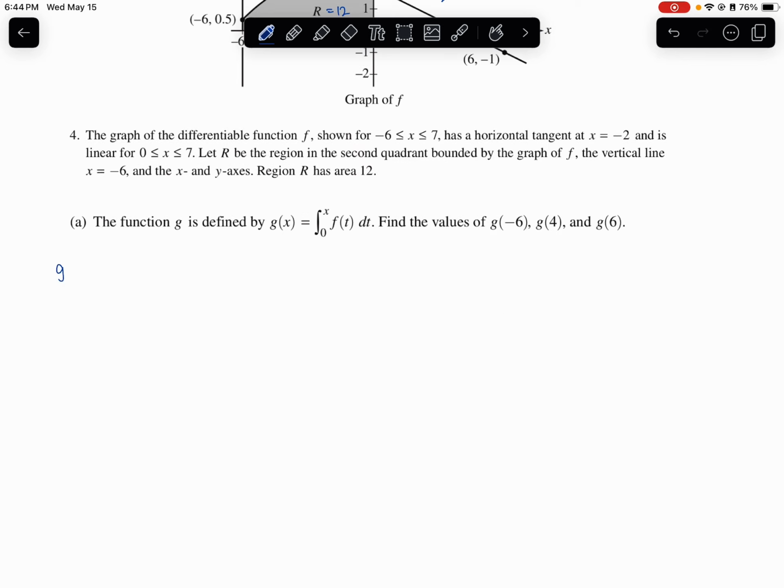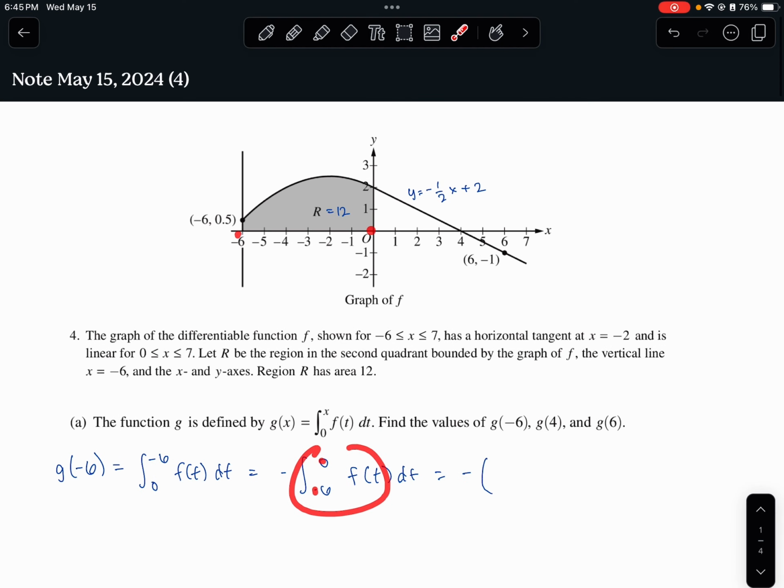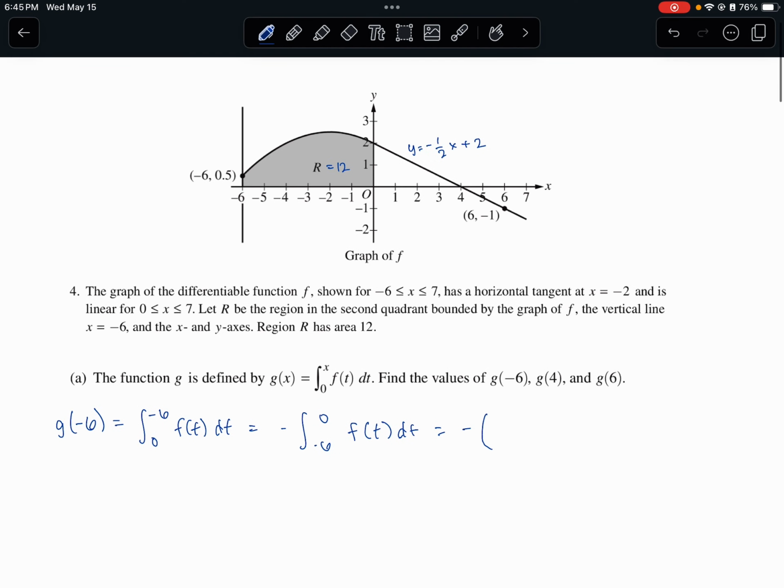So we want to find g of negative 6. Good thing that's defined for us right here. That would be the integral from 0 to negative 6 of f of t dt. I'm going to reverse those bounds, so that's going to be equal to negative integral from negative 6 to 0 of f of t dt. Negative because I reversed my limits of integration, and then let's find our integral from negative 6 to 0. Oh, there you go, it's 12, it's given to us. So this is going to be equal to negative 12. That's g of negative 6.